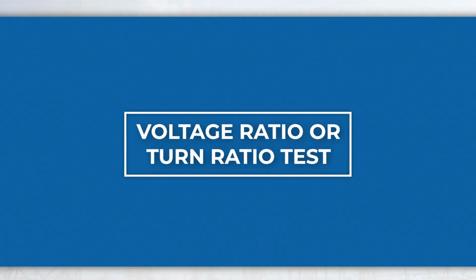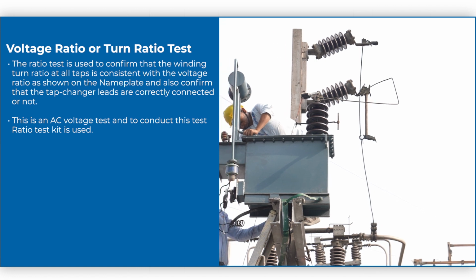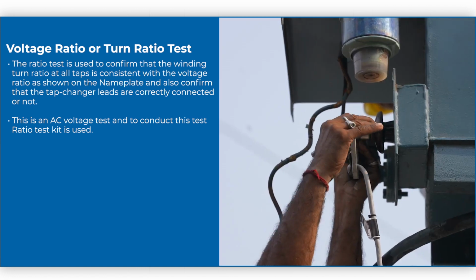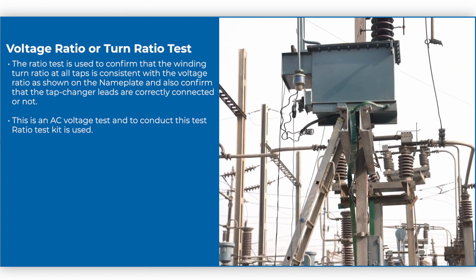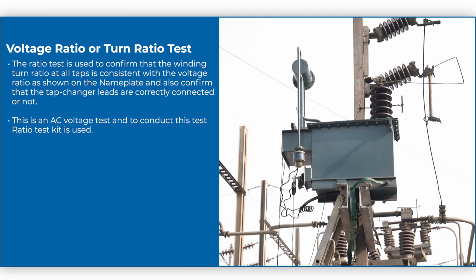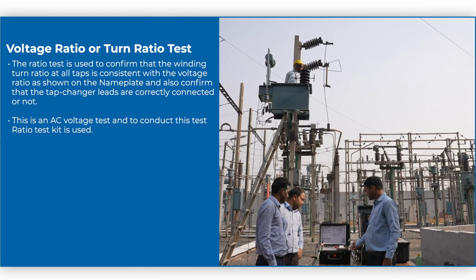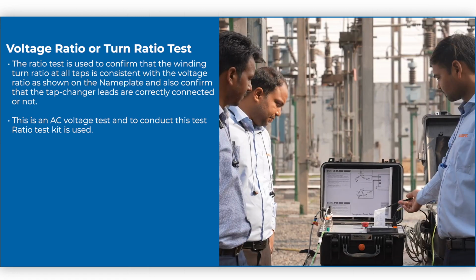Voltage ratio or turn ratio test. The ratio test is used to confirm that the winding turn ratio at all taps is consistent with the voltage ratio as shown on the nameplate, and also confirm that the tap changer leads are correctly connected or not. This is an AC voltage test, and to conduct this test, ratio test kit is used.